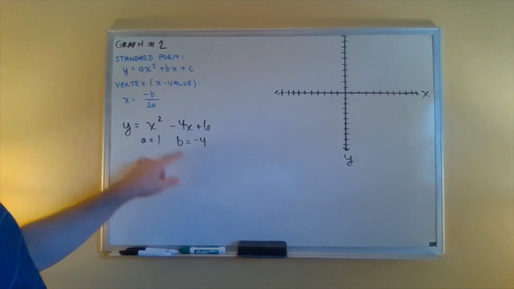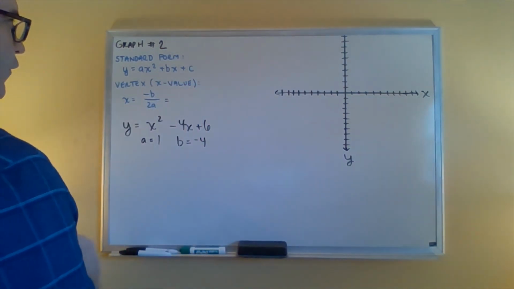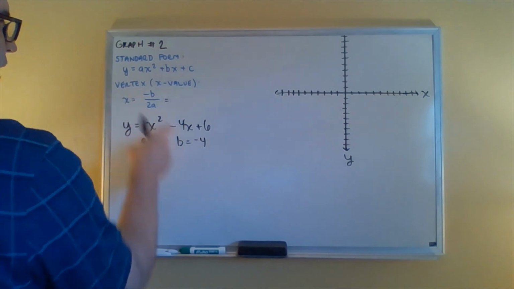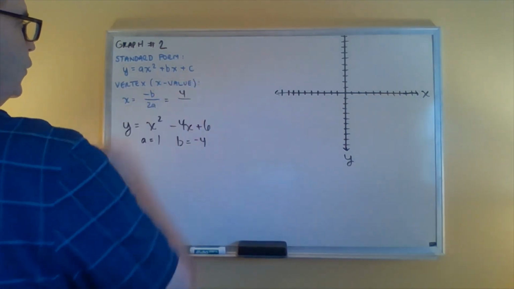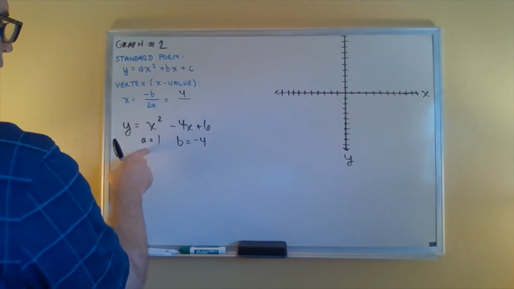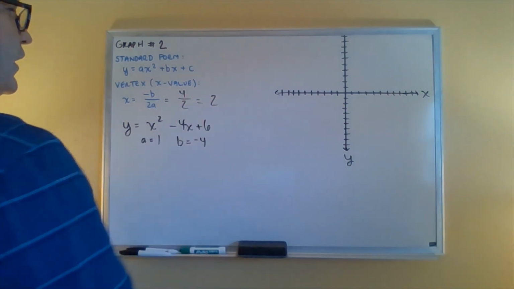These are the two values we're going to plug into our vertex formula here to find the x value of our vertex. So we're going to have negative b. B is already negative 4, so we're going to have a double negative. That'll be a positive 4 on top. We're going to have 2 times 1 on the bottom. So 4 over 2 is equal to 2.